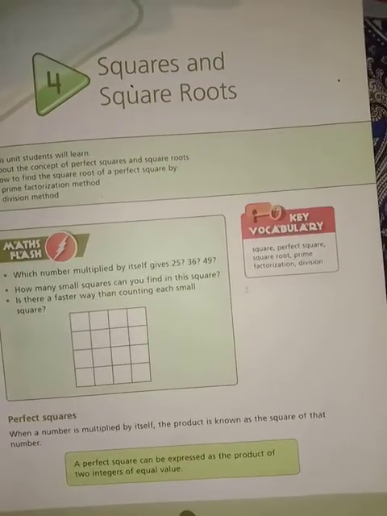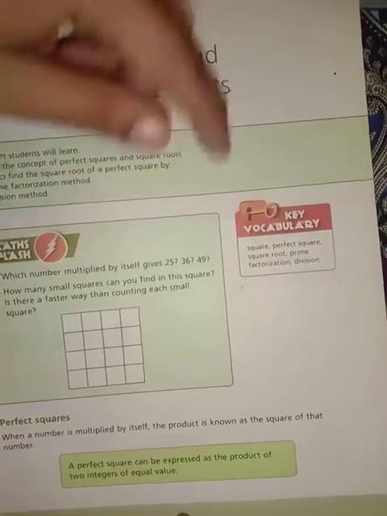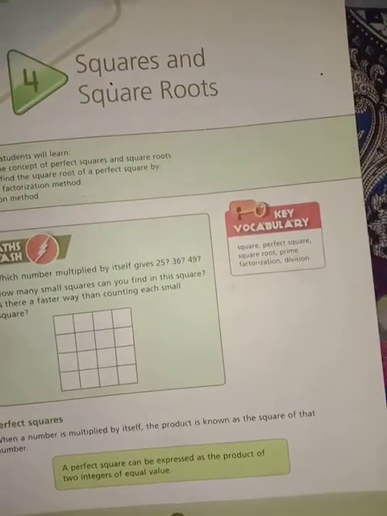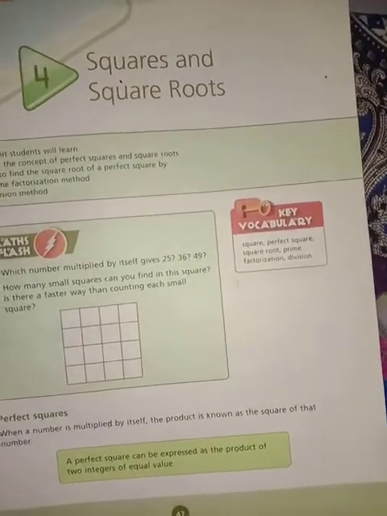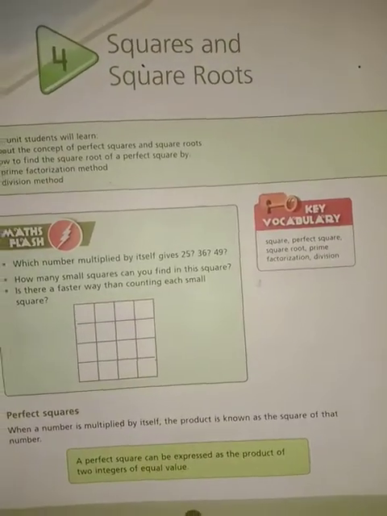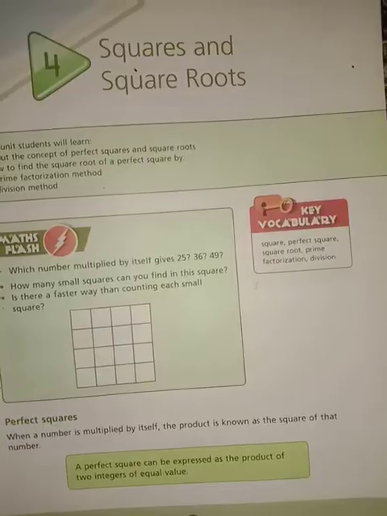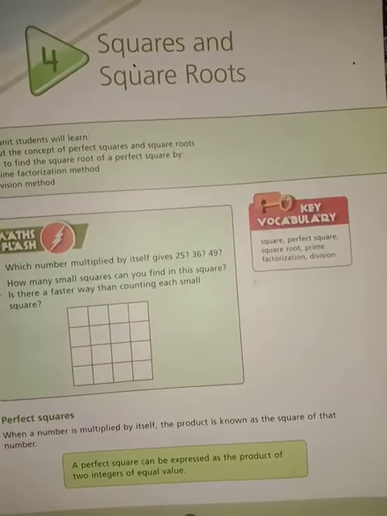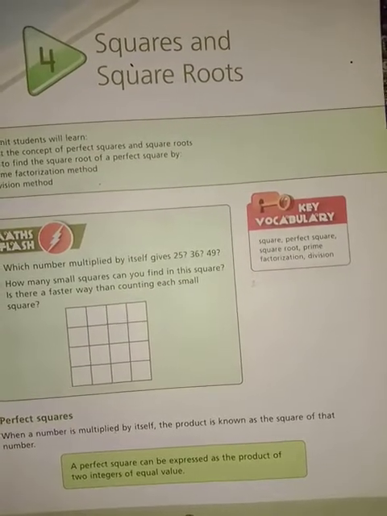We have some vocabulary: square, perfect square, square root, prime factorization, division. These are all the vocabulary related with squares. So whenever we have a number multiplied with itself, it will become the square of that number.